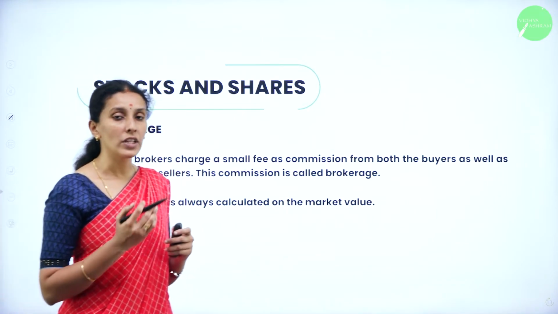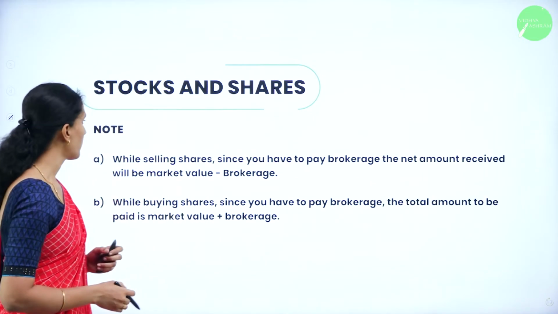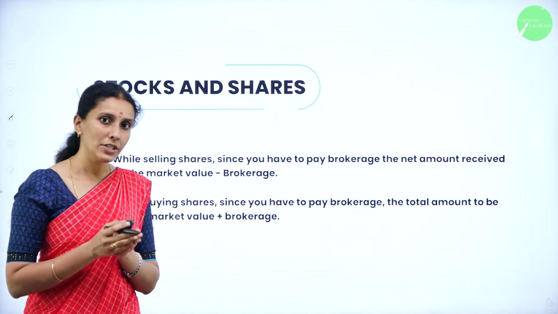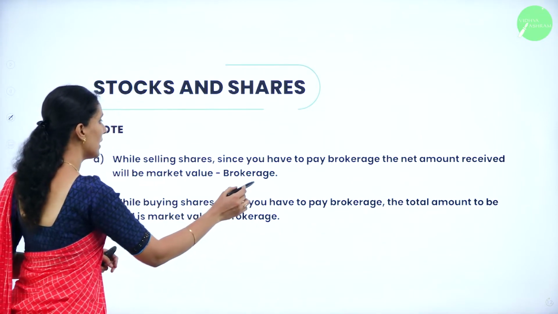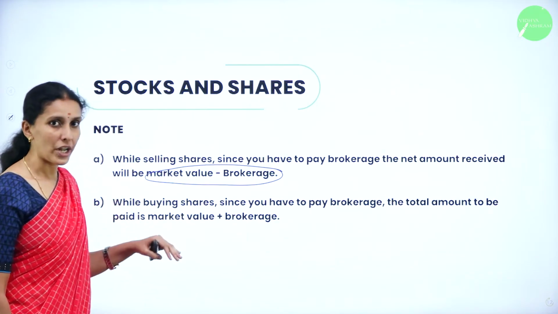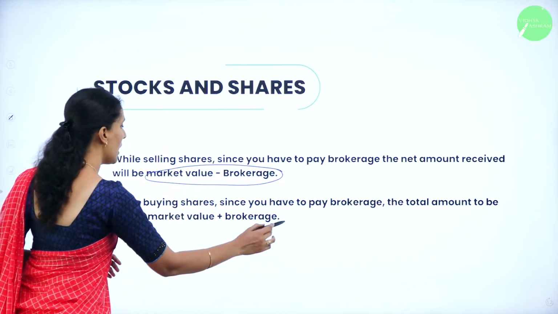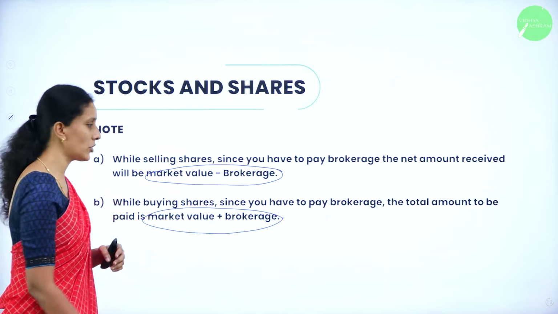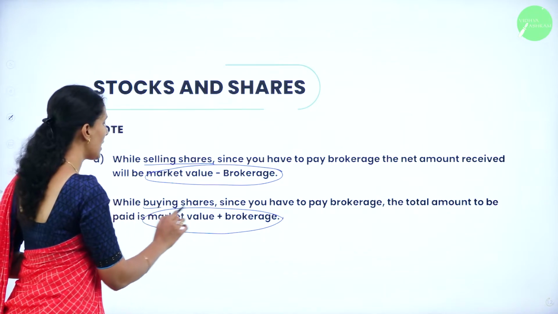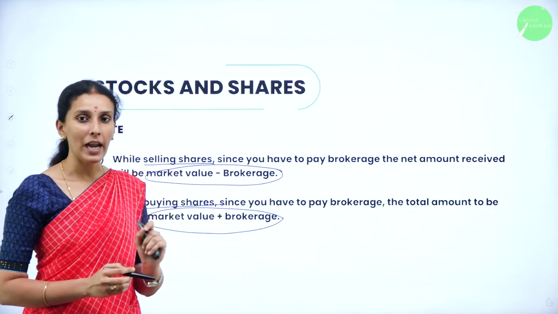Now, what happens to the net amount when we sell a share or when we buy a share? While selling a share, since we have to pay the brokerage, the net amount received will always be market value minus brokerage. And when we buy shares, since we are giving the brokerage, the total amount will be market value plus brokerage. So, selling shares means market value minus brokerage. Buying shares means market value plus brokerage. That will be our net amount.